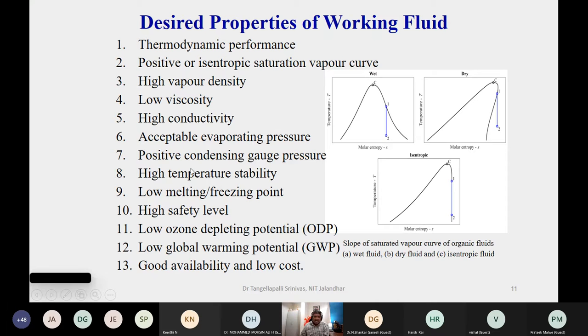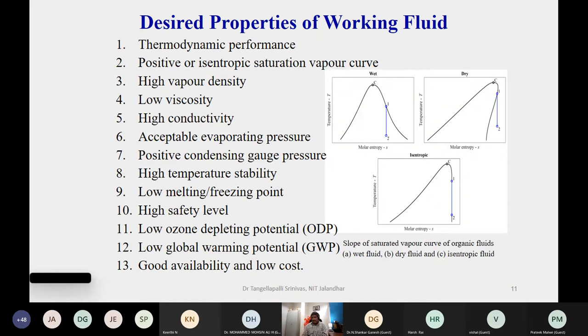High temperature stability, chemically stable, no melting and freezing point issues, and high safety. These are all safety and environmental benefits, like low global warming potential, good availability and low cost.